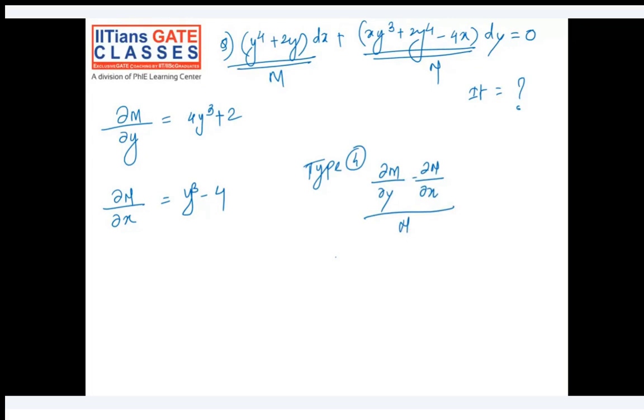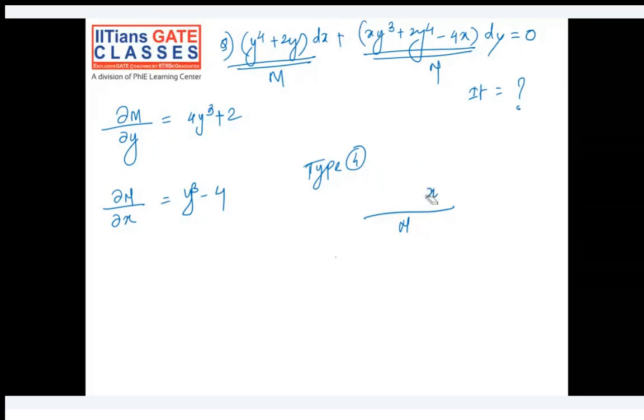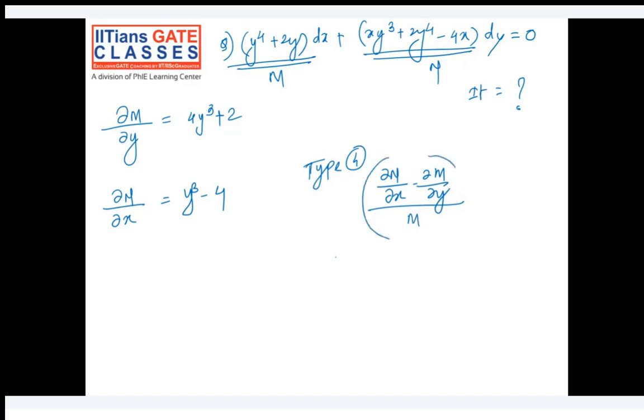So if you look, here their subtraction is in terms of y, and M is also in terms of y. So I have to write it like this: the differentiation of N with respect to x minus the differentiation of M with respect to y, divided by M. Okay, divided by M. So this is our integrating factor, and this is type 4. So what is the differentiation of N with respect to x? y cube minus 4.